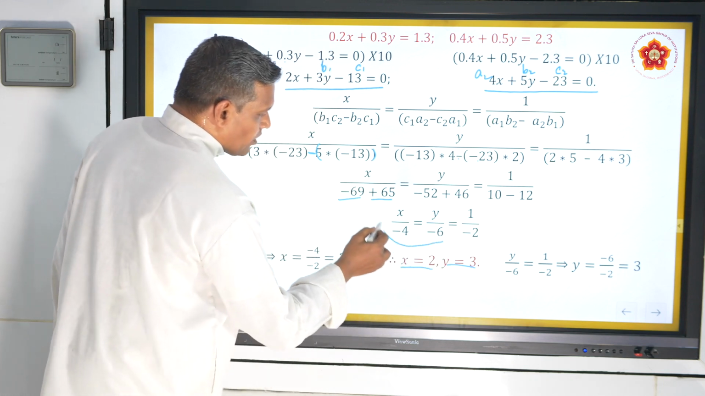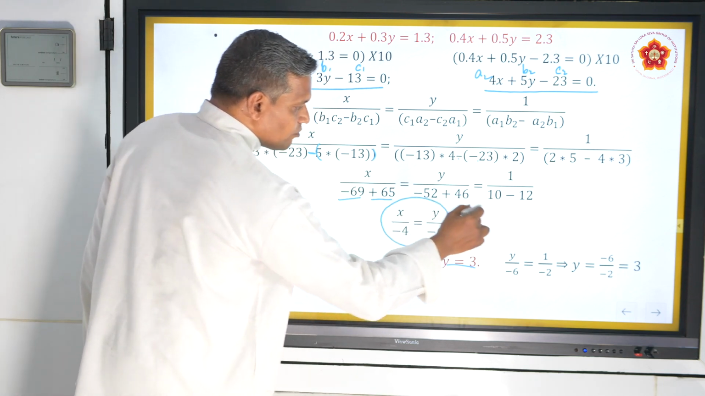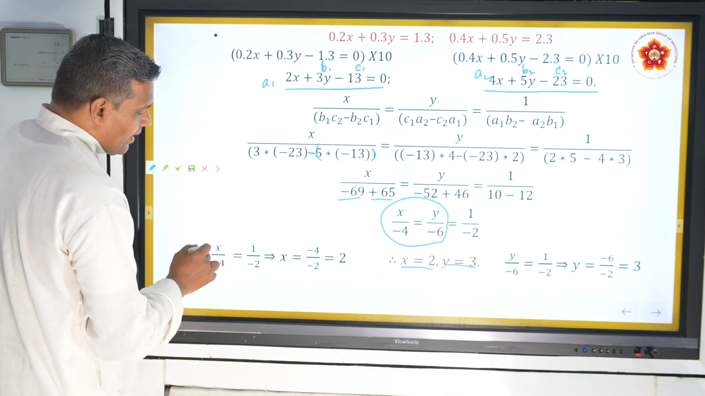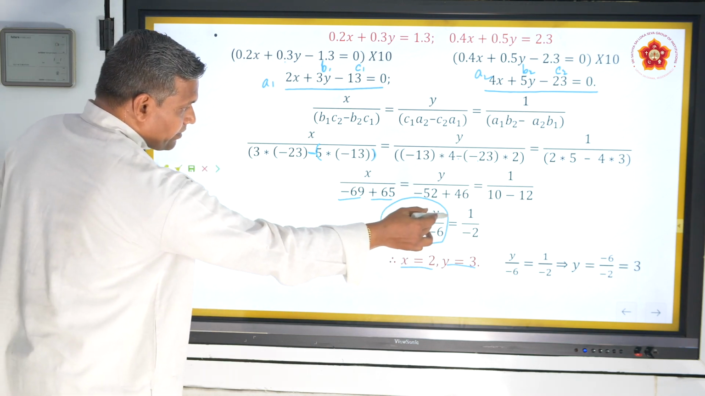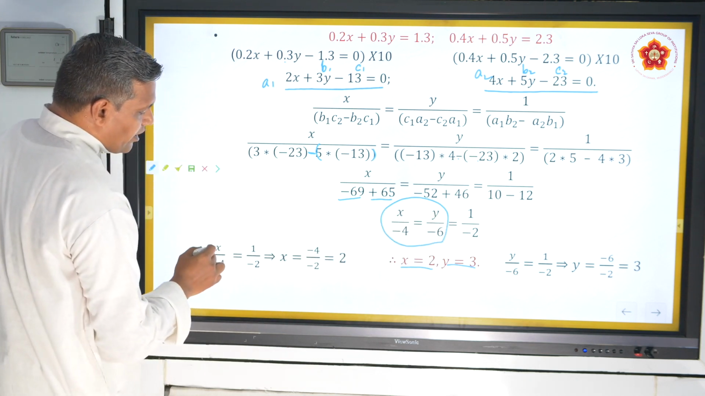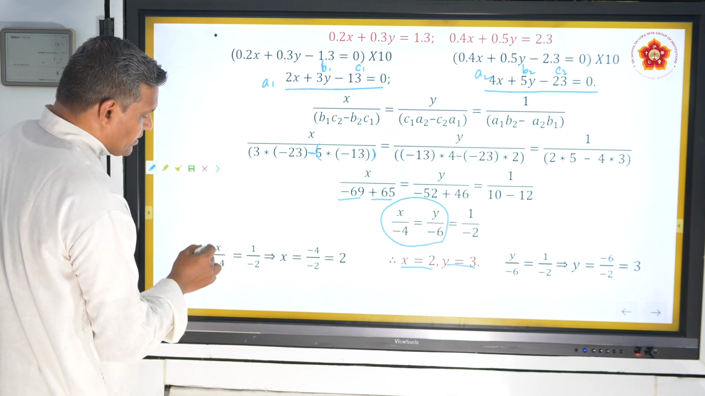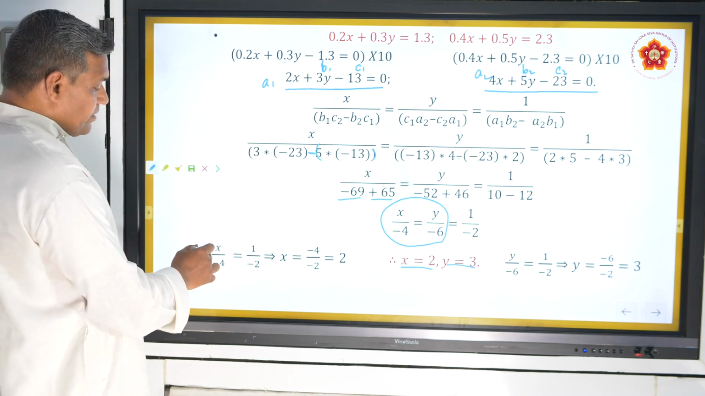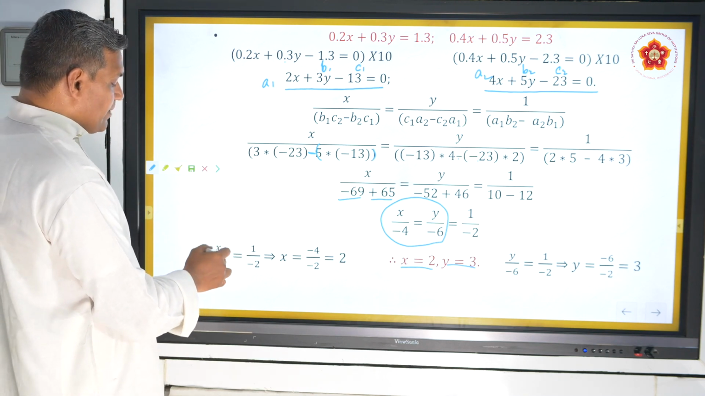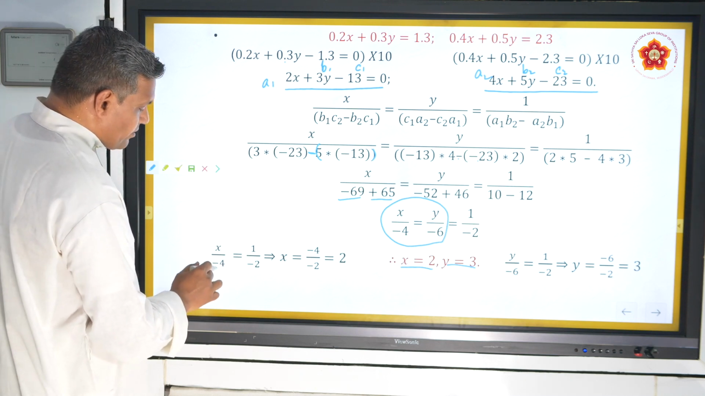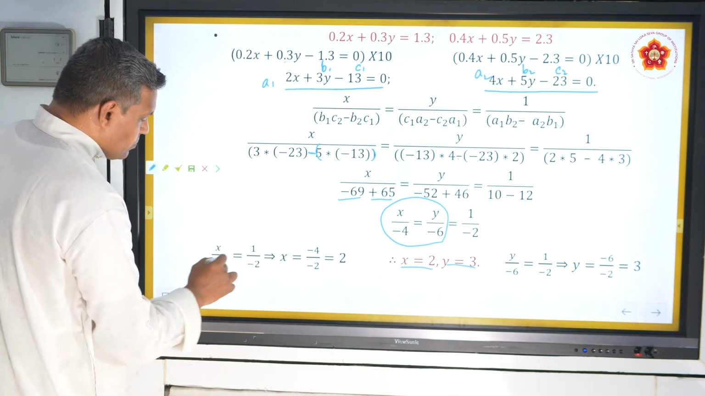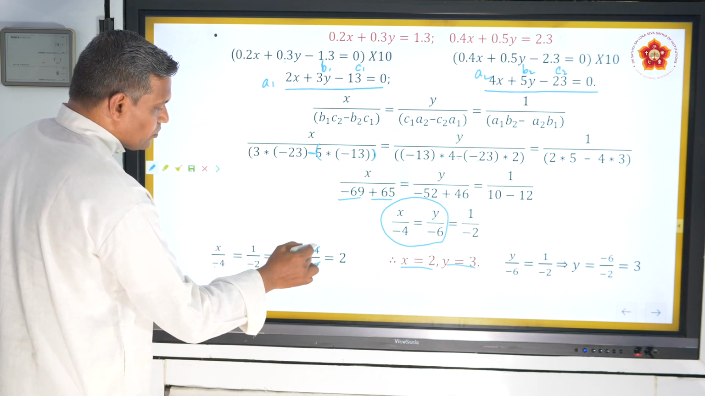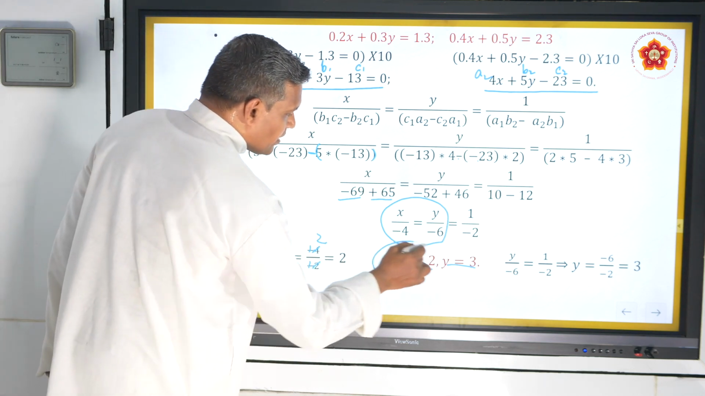Now you have to compare these two first, then compare these two next. When you compare these two first, x by minus 4 equals 1 by minus 2. Then cross product: minus 2x is equal to minus 4. Instead of that, I ask you, keep the x as such. Don't even multiply, only transpose the denominator of x to the other side. What you will get, x is equal to minus 4 goes that side, minus minus cancels, 2 2s are 4. So x is equal to 2 is your first solution.